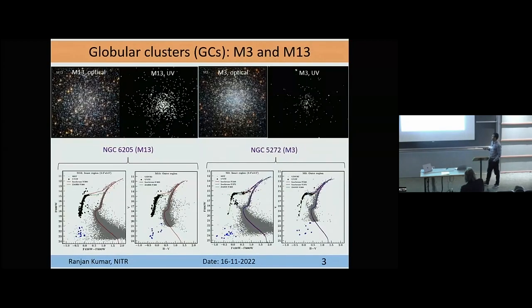In the optical color magnitude diagrams, we can clearly see that the extreme horizontal branch stars and the blue horizontal branch stars are populated in M13, and for M3 the red horizontal branch stars and the blue horizontal branch stars are populated.